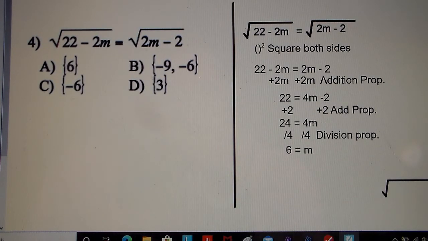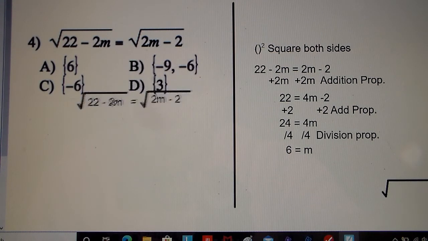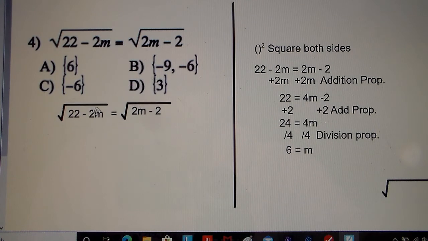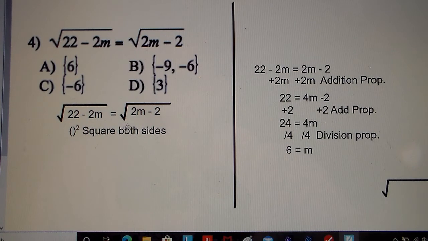Number 4. This number 4 is a little bit different. We have a square root on both sides of the equal sign. Not a problem. You can handle it. You're first going to square both sides. Since the square root of a set of terms is equal to the square root of a set of terms, you could square both sides and simply delete both square roots.